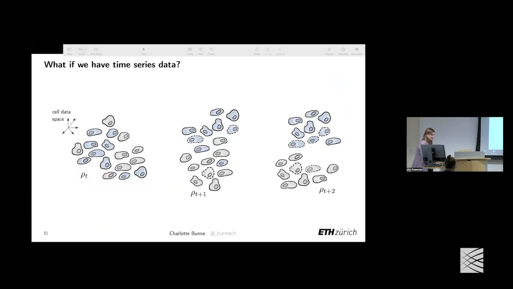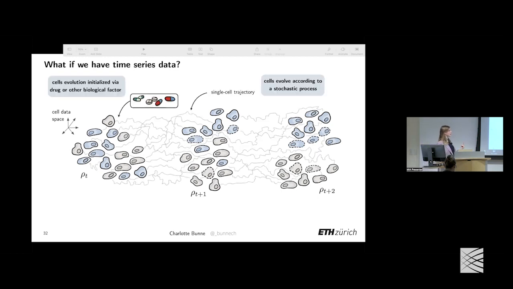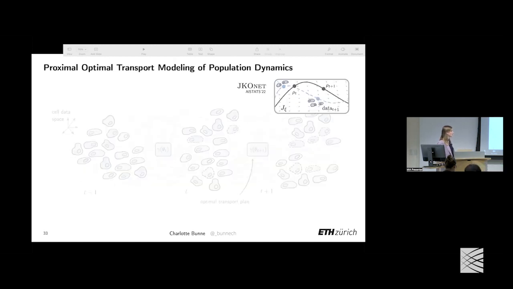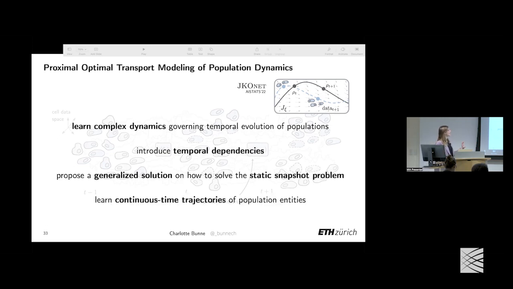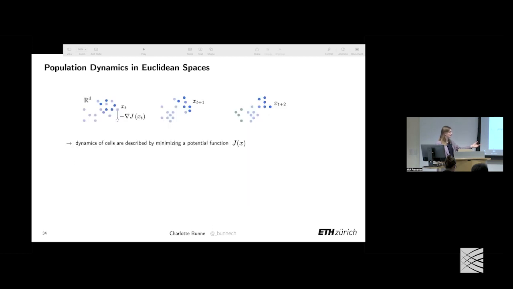So I think I'm slowly getting to the end of my talk, but what if we have time series data? Here we have several snapshots and we still make the same assumptions. Somehow cells evolve according to a stochastic process. They don't drastically change too much, so I can remap them based on some form of optimal transport. And so the task now is to learn complex dynamics over the entire series, introduce temporal dependencies, and learn some generalized continuous time trajectories of these populations.